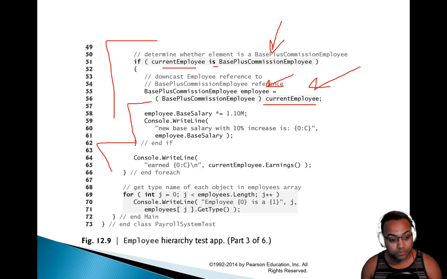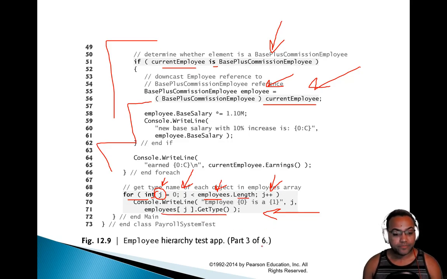Now, here's a for loop. For int j, it doesn't matter what you call that. You can call this whatever you want. That's just a variable name or the iterator name. Int j equals 0, while j is less than employees.length. Employees, once again, is the array. J++, you can get the type of the employees.